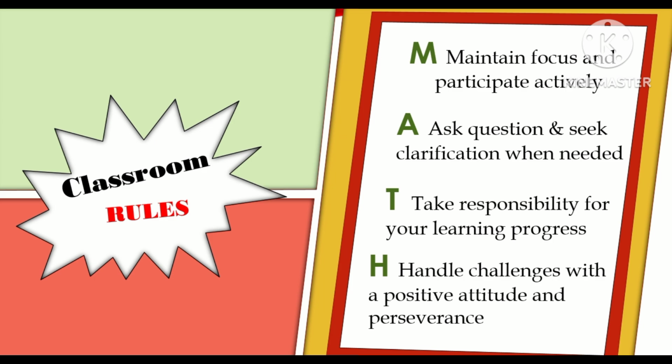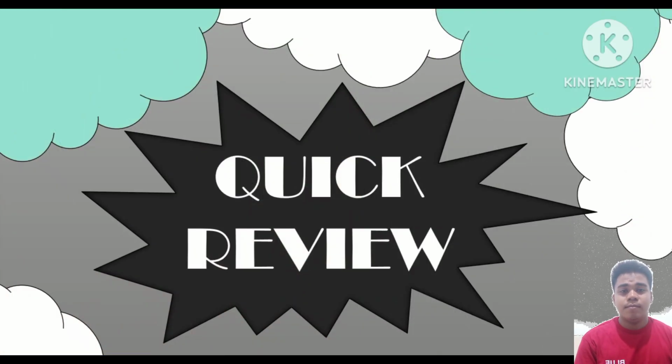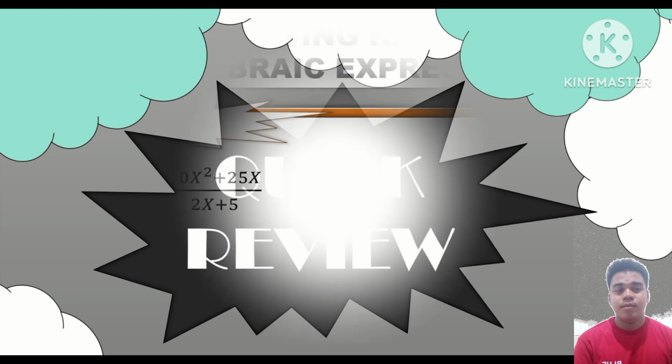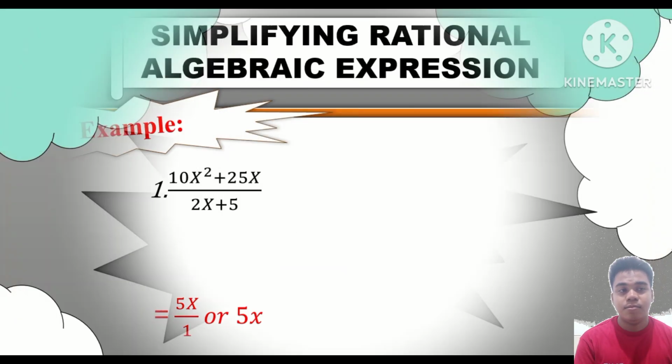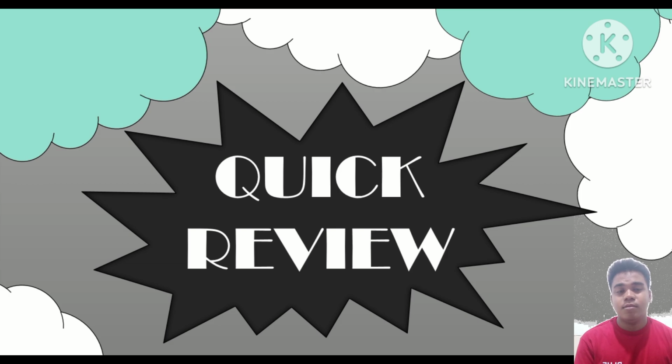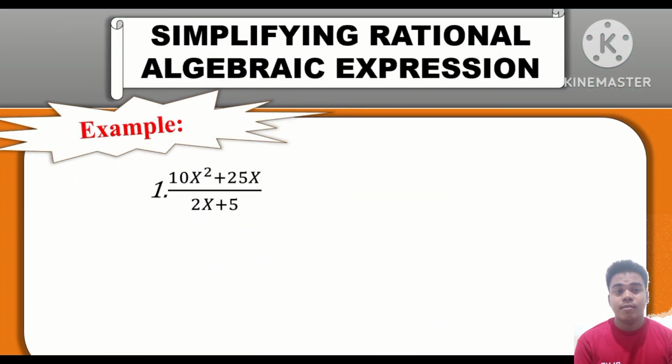Before we proceed to our new topic, let us have a quick review. What was our topic last time? Our topic last time was about simplifying rational algebraic expressions. I have here an example. Number one, (10x squared plus 25x) over (25x plus 5). What we are going to do is find a common factor of 10 and 25. What is the factor of 10 and 25? Okay, the factor of 10 and 25 is 5.